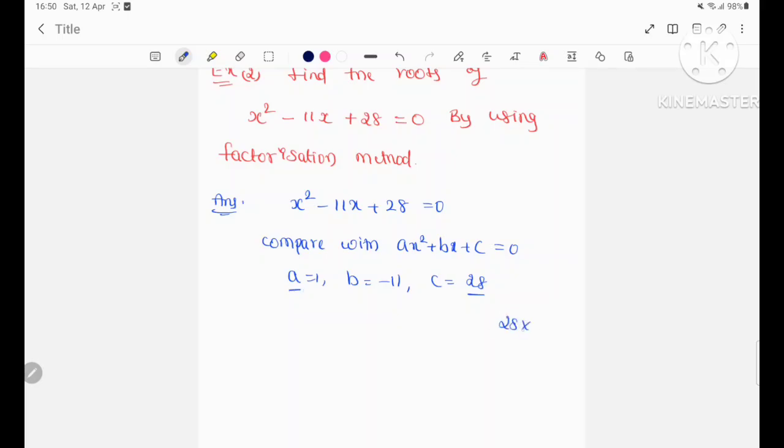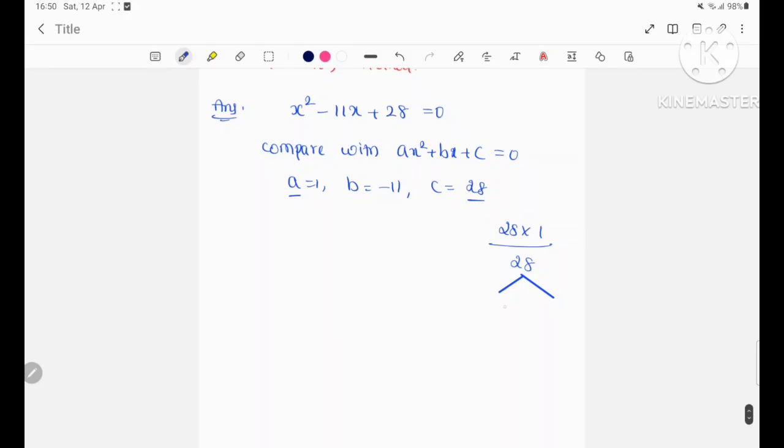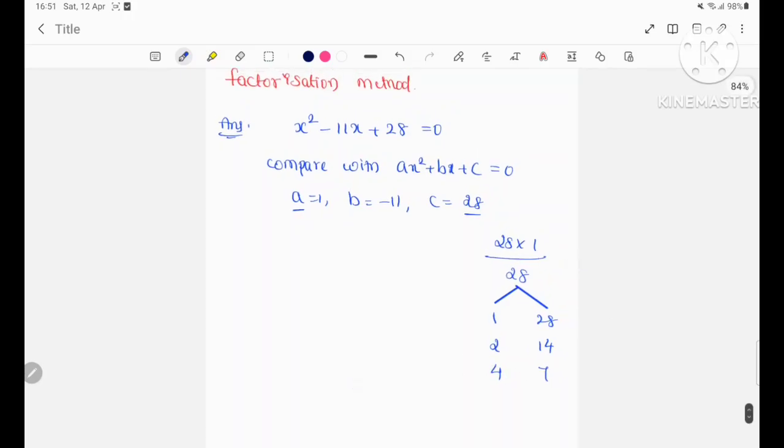So as usual, the first rule is the constant term and x square coefficient we have to multiply. So 28 into 1 is 28. This you should write as factors, 28 factors. What are the factors of 28? 1 into 28, 2 into 14, 3 not possible, 4 into 7, then 7 again, so it will be repeated. In that we have to select which one is the correct pair to add or subtract to get the middle term.